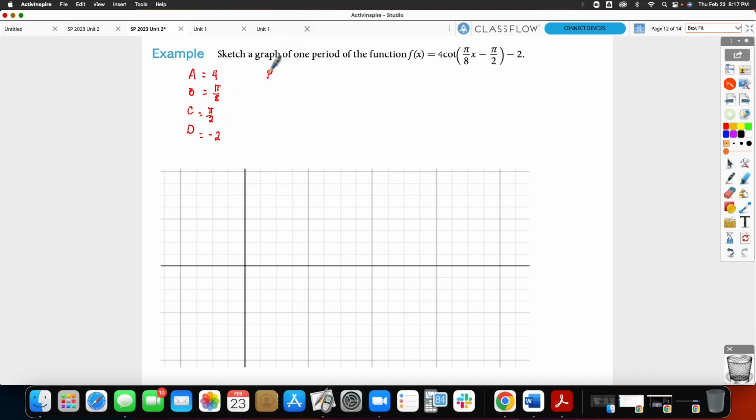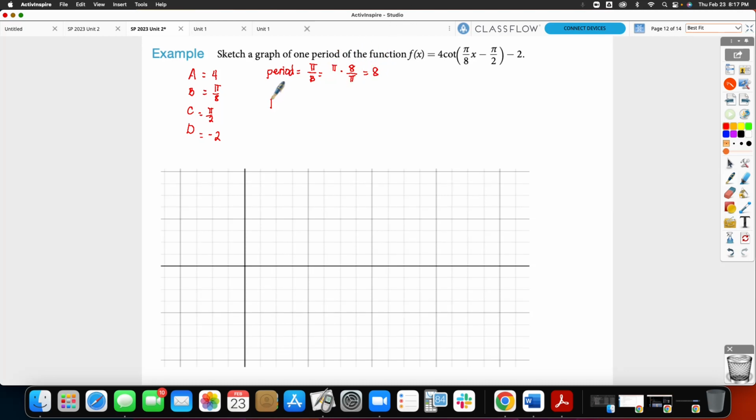And then we get our period. Period for cotangent would be pi over B. So that would be pi divided by pi over 8, or pi times the reciprocal of pi over 8, which is 8 over pi. So for this one, the period is equal to 8. The pi cancel each other out.